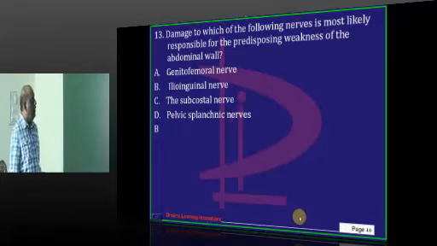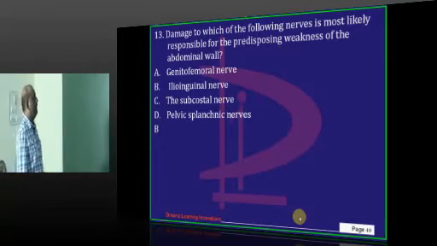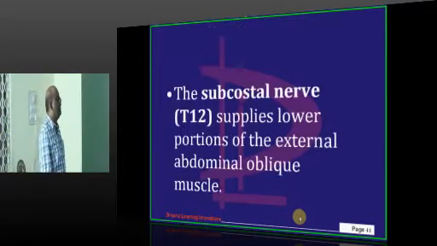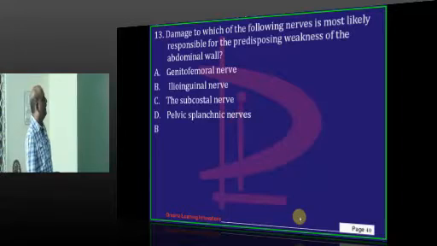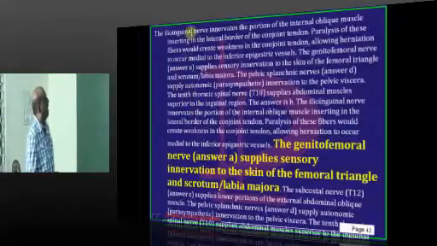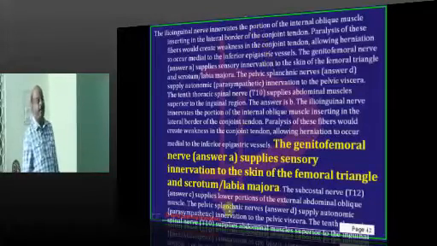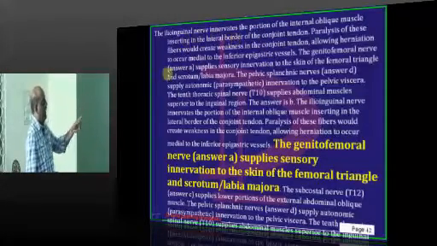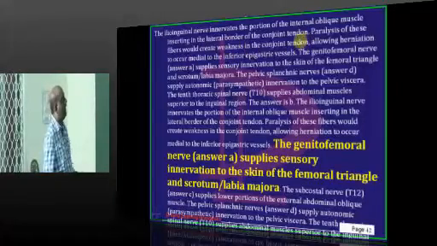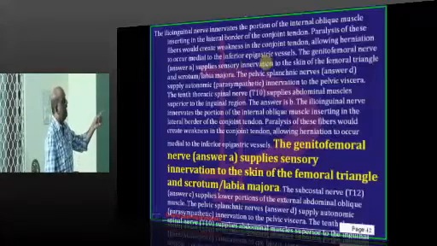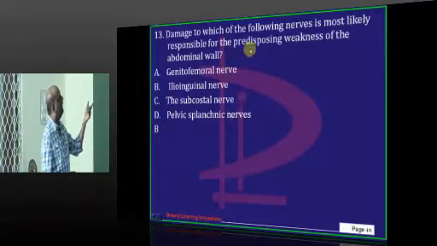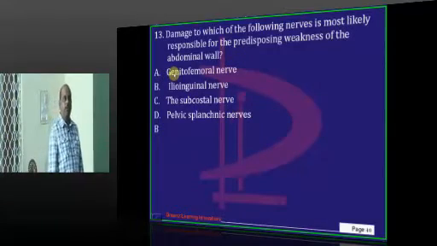Now, what is the role of the various nerves, genitofemoral, ilioinguinal, etc.? Actually, there must be a correction in the key. The ilioinguinal supplies the internal oblique muscle, and if there is any paralysis, it will create weakness of the conjoint tendon and it will enable the herniation to occur. I think we don't need a correction. Ilioinguinal can lead to abdominal wall weakness.